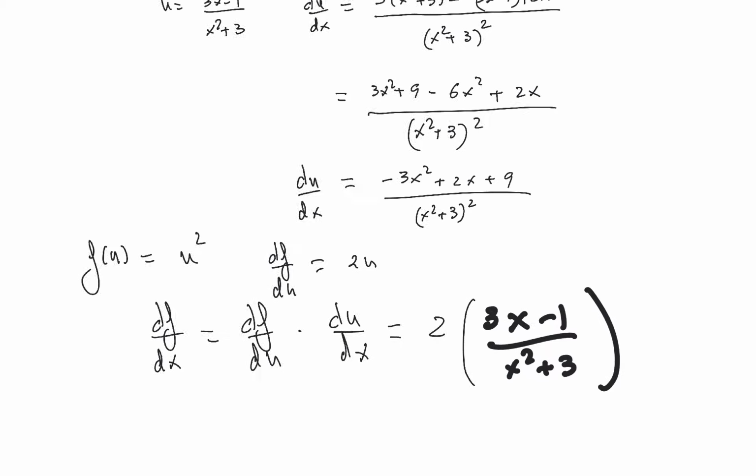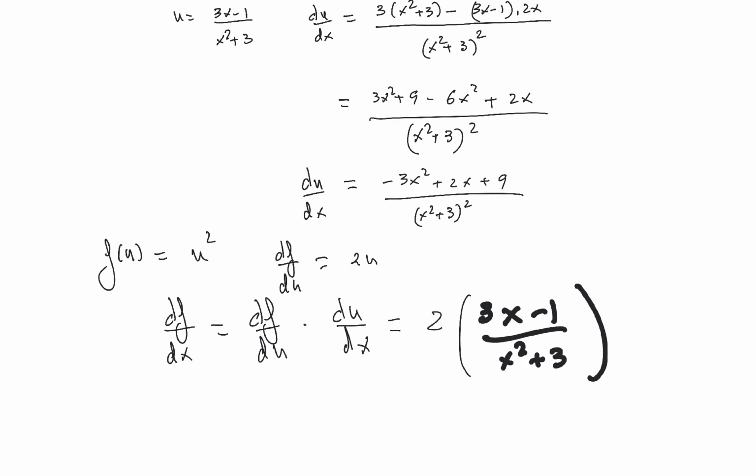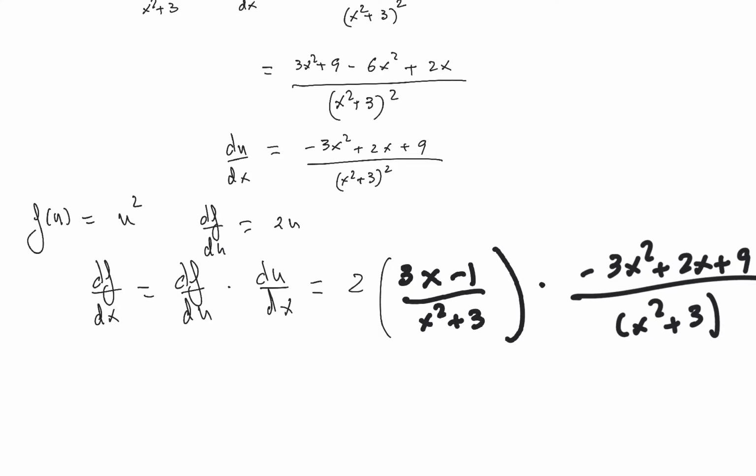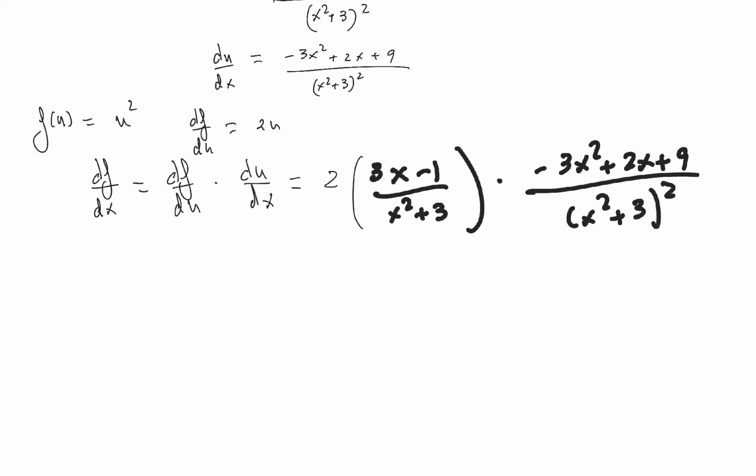Okay. 2 times multiply by the derivative of u with respect to x. The derivative of u with respect to x is minus 3x squared plus 2x plus 9 divided by x squared plus 3 squared. So you need to do a little bit of algebra. In the denominator will appear x squared plus 3 cubed, and in the numerator you have to make the multiplication. Let's go to the next problem.